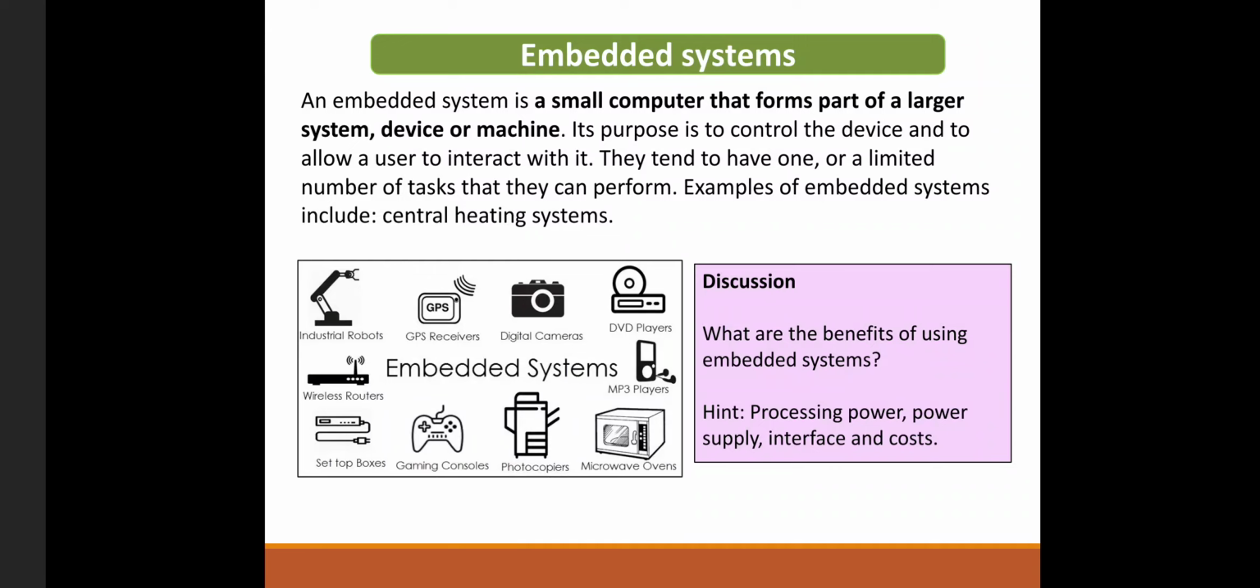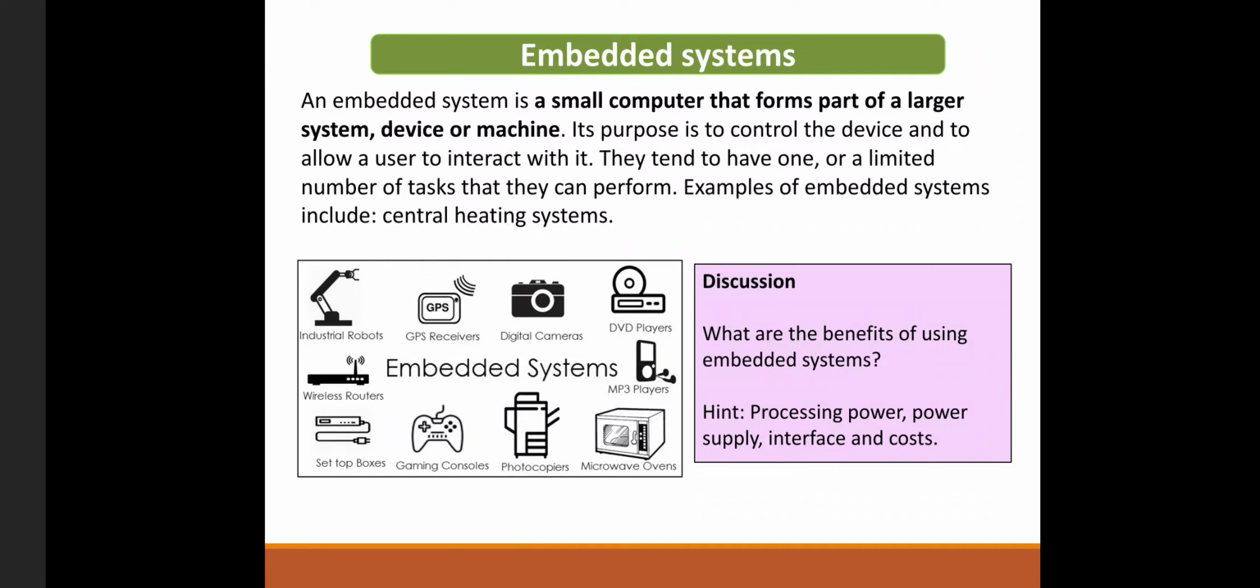Your microwave is an embedded system. Your washing machine is an embedded system. So wherever you see a smaller computer inside a larger device, this is what an embedded system is. And the thing about embedded systems is that they normally carry out a few functions, not a lot. Your washing machine can't warm up your food, and your fridge can't warm up your food. The fridge is used to keep things cool or freeze things, so they perform only specific functions.